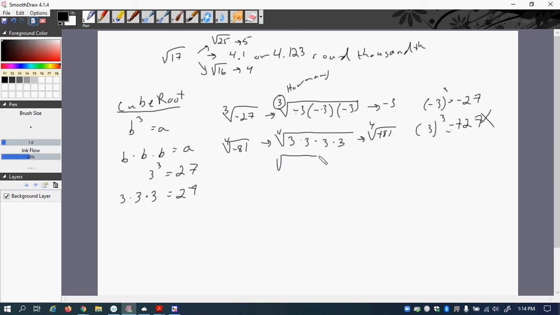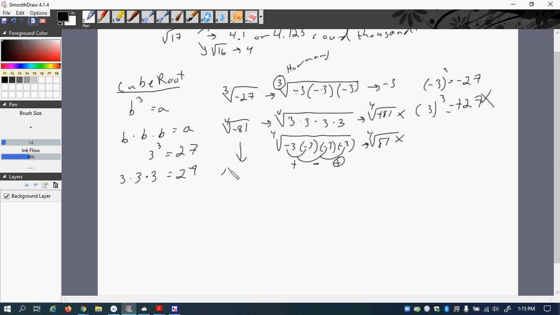If I tried them to be negative, that doesn't work either, because a negative times a negative is positive, the positive times the negative is negative, and the negative times the negative is positive again. So again, I get positive 81, and so that doesn't work either. So this one is not a real root, not a real number that I can use. Later on, in another course, you will discover that it's called an imaginary number, and we're not going to cover that in this course.